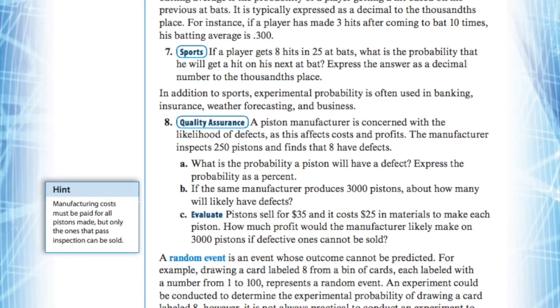In baseball, a player's batting average is the probability of a player getting a hit based on his previous at-bats. It is typically expressed as a decimal to the thousandths place. For instance, if a player has made 3 hits after coming to bat 10 times, his batting average is .300. It's read as that thousandths place value, so .300 in baseball terms is read as 300, even though you'd probably say .300 mathematically.